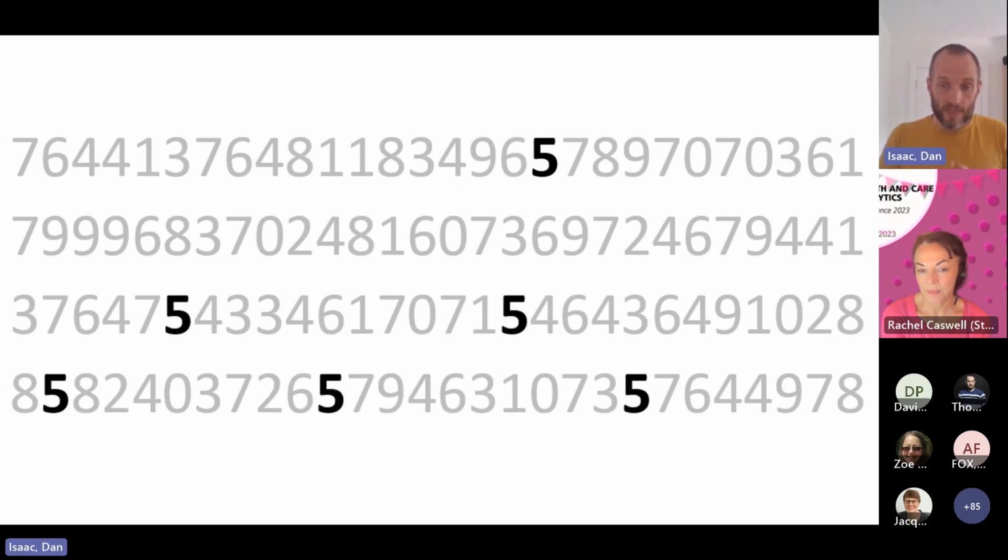Pre-attentive means before attention, without having to apply any attention or any conscious effort. Because of the differences in the 5s from the 6s, from all of the other numbers, you can clearly see them. They pop out. They grab your attention. So using pre-attentive processing is a really quick way both to get someone's attention, but to also notice these differences.